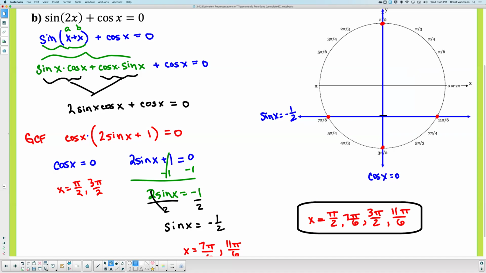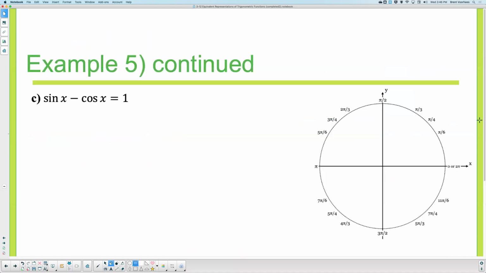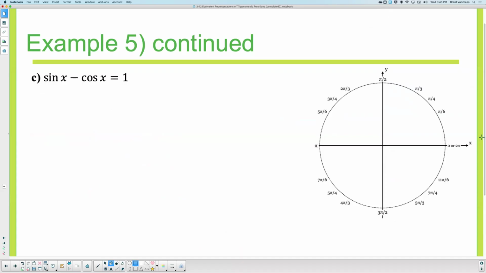Now moving on, I have a whole bunch more problems. Again, just extra practice here. What about sine x minus cosine x equals 1? Okay, now I'm looking at this. This one seems pretty tricky because I don't have any squareds. These are in the sine family. What do I do here to proceed?